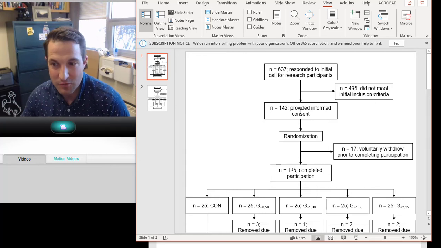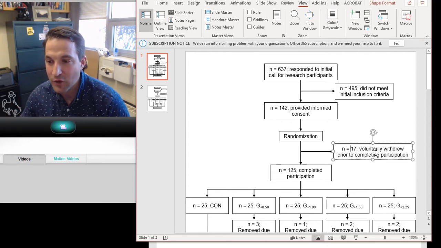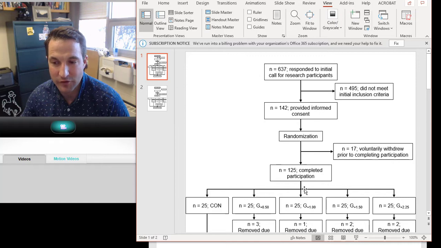Then from there, you move on. Okay, so if we subtract 495 from 637, we get 142. That's the number of people that provided consent. Okay? Then we randomized them, okay? That's when we gave them which group they were going to be in down the road. From there, we had people who voluntarily withdrew prior to completing the participation. If we subtract 17 from 142, we get that 125 people completed the participation in this 4-day study that we showed above, the 3 days of the decreased water and the 1 day of increased water.